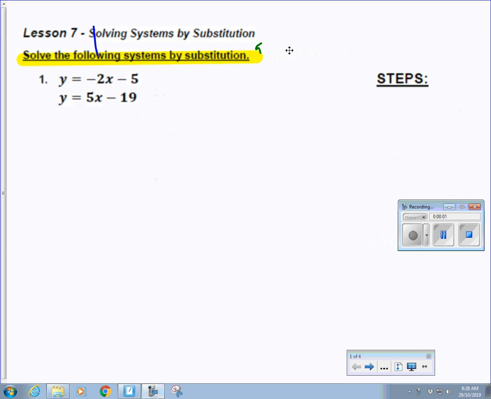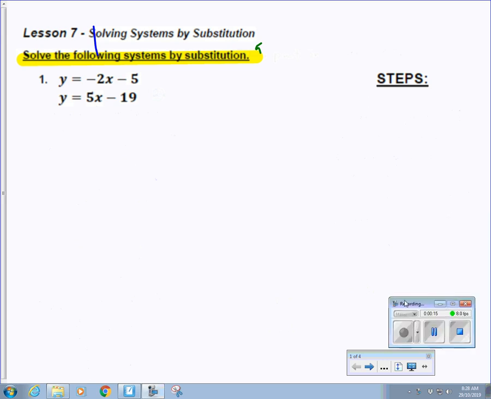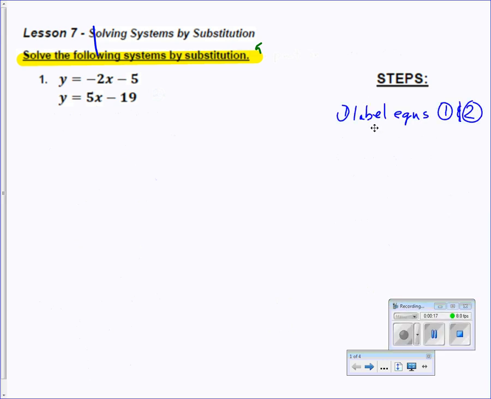7 is about solving systems by substitution. So I'm going to do exactly one example so that everybody understands in a video. Solve the equation by substitution. There are 5 steps. First, label the equations 1 and 2.